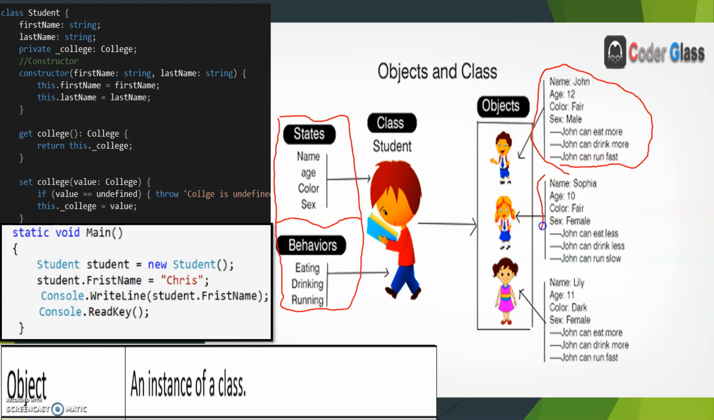Okay, so in this instance we have a class that represents a student, and from that class we can create instances or objects of a student. And you can see that each of these are different objects or instances of the student class. The student class being this template here.